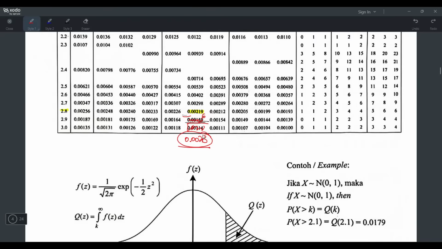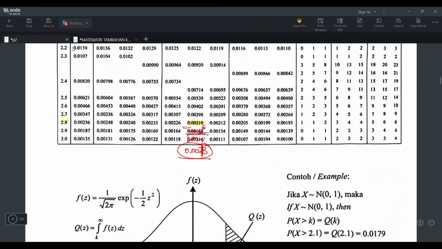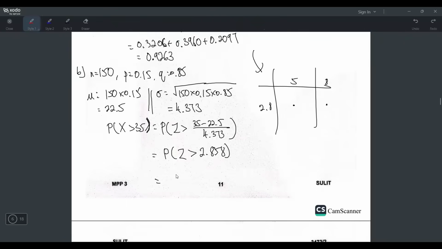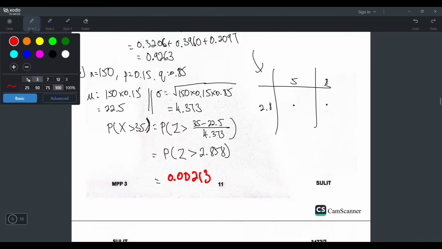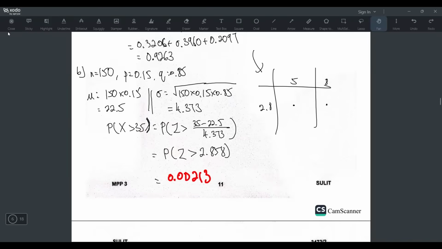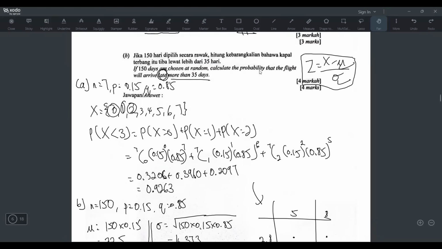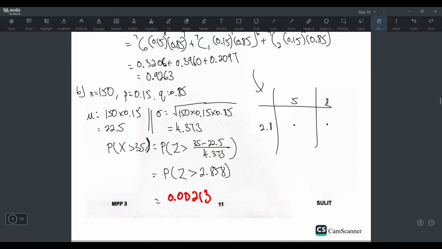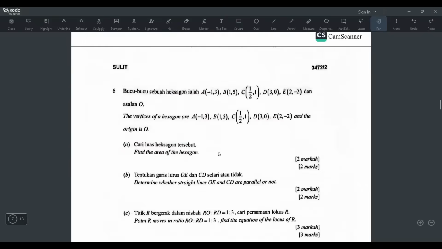219, so it becomes 213, because 19 minus 6 is 13. So 0.00213. Let's go back to the answer space here. 0.00213. All right, that's the answer. What is the question asking for? Probability, right? So that's the answer, that's the probability. All right, I'm done with this question. Let's move on.